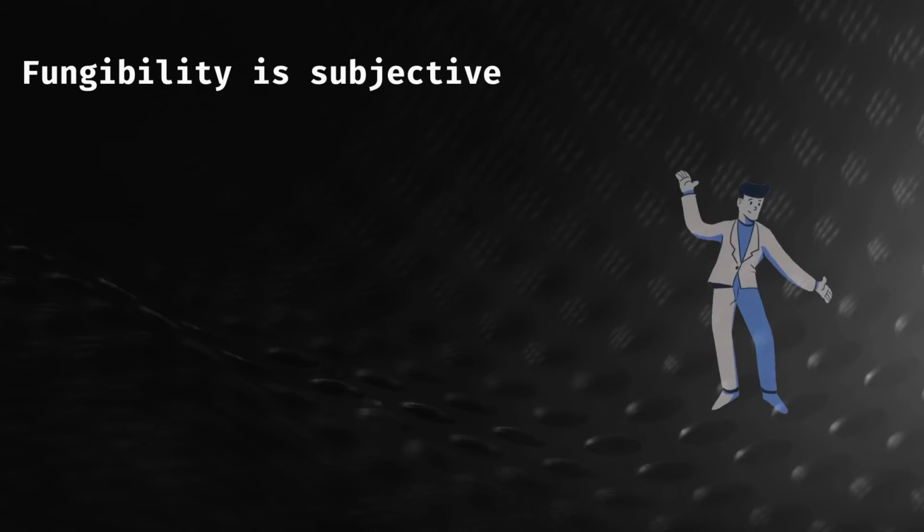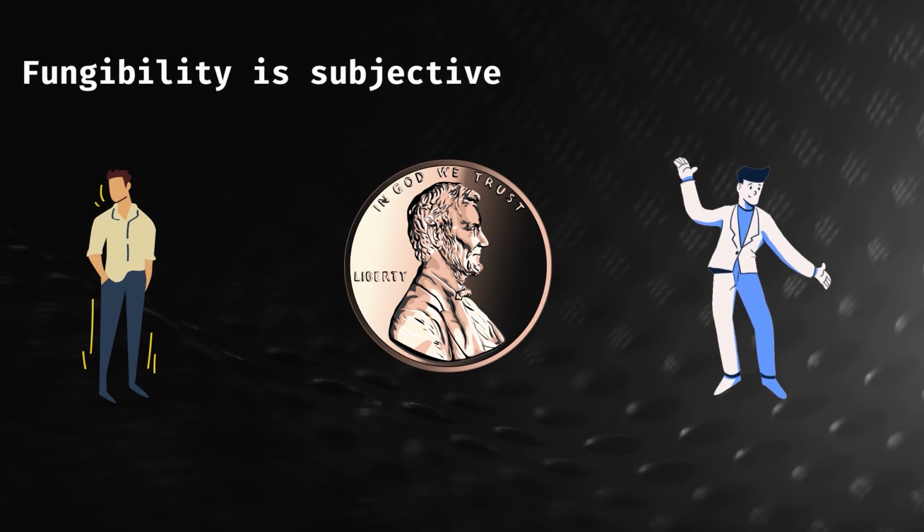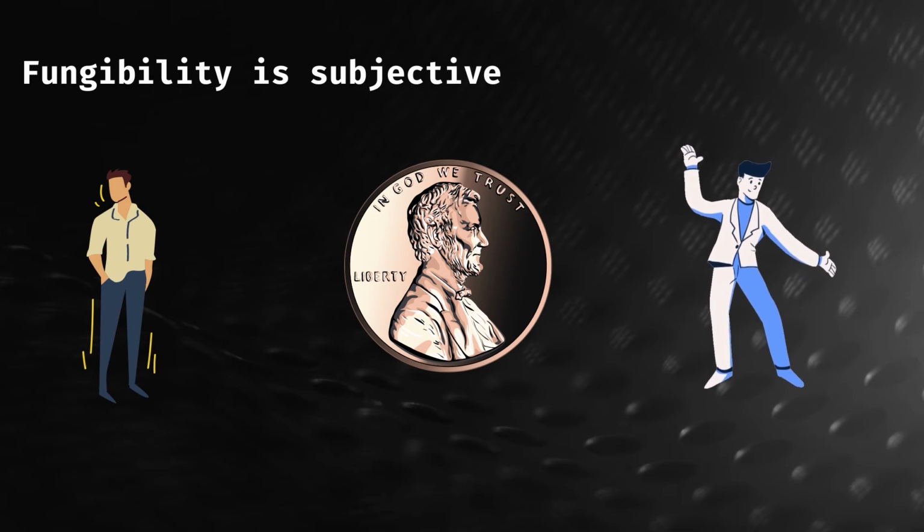Interestingly, we can also find fungibility to be subjective. Let's see an example. Suppose you have a rare penny that might be worth a single cent to you, but this thing can be worth much more to a coin collector or some antique piece collector. Thus, interestingly, fungibility can also be subjective.